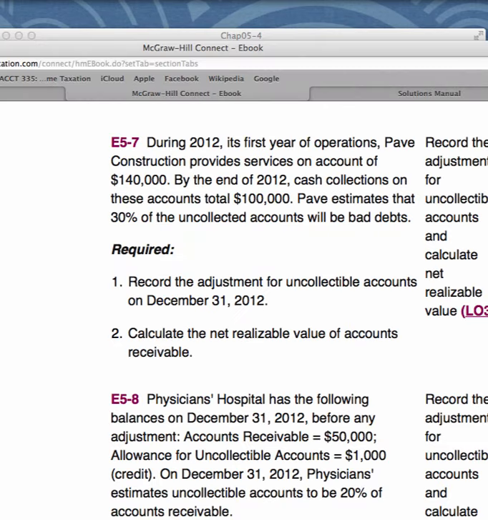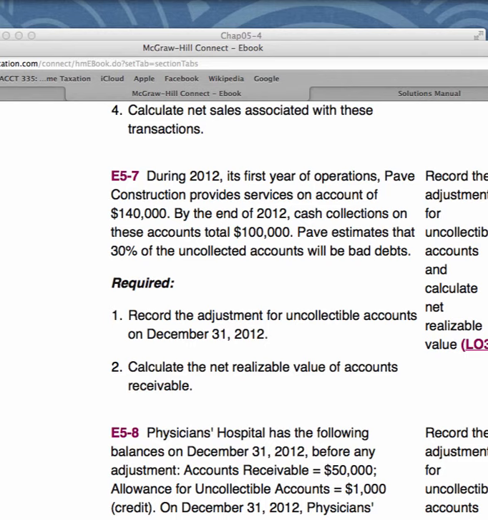The next main concept is how to record bad debt expense and compute the net realizable value of accounts receivable. Now, you all know every company has accounts receivable, but not 100% of the accounts receivable are collectible. Let's look at this scenario.